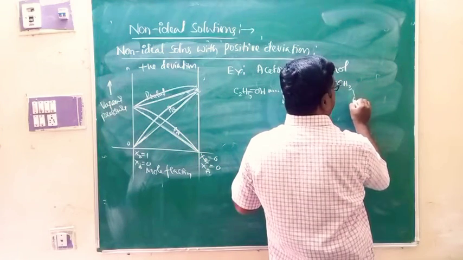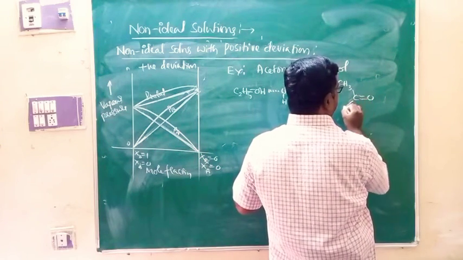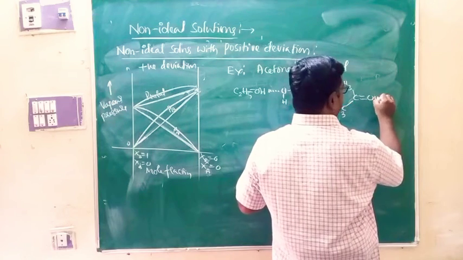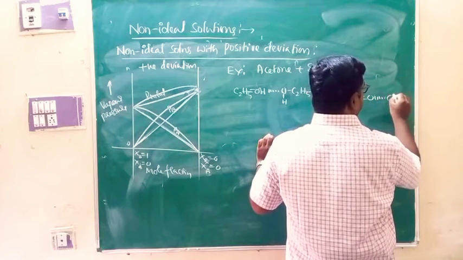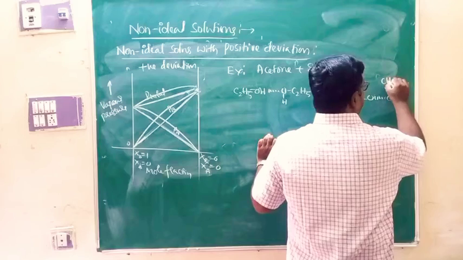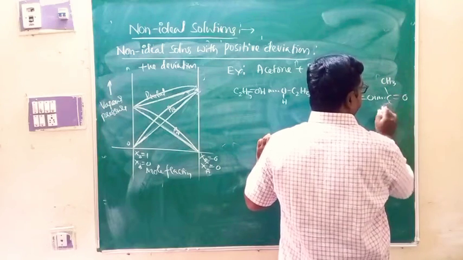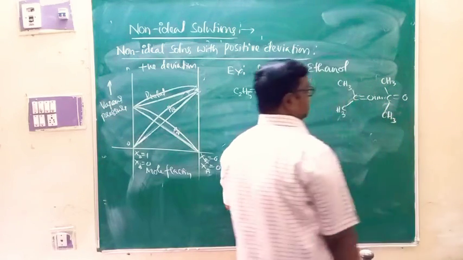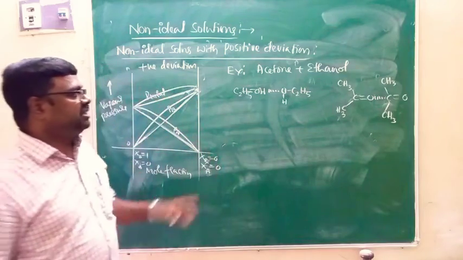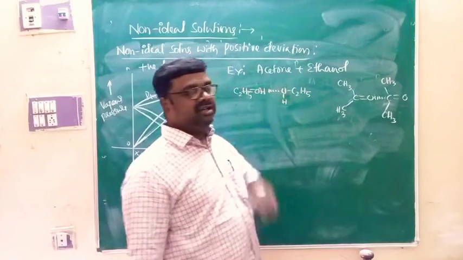In the case of acetone, there are dipole-dipole attractions. Yes, this is dipole-dipole attractions in the case of acetone. Acetone has dipole-dipole attractions, and ethyl alcohol has hydrogen bonding.